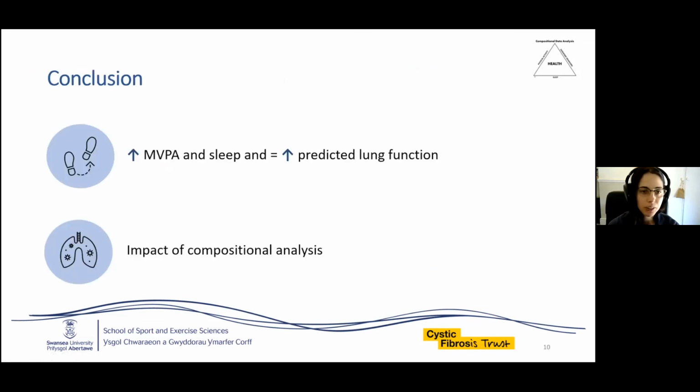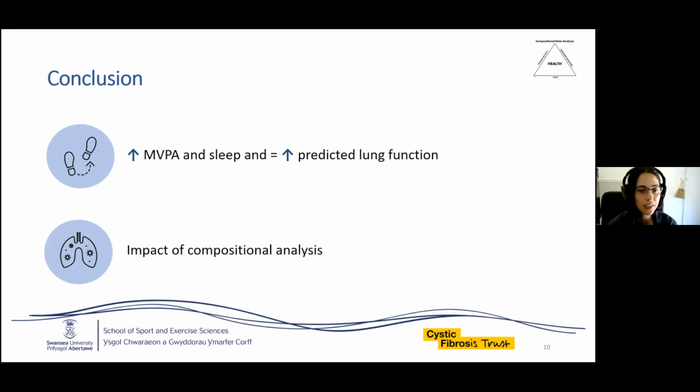Then to conclude, I think our most important message from this paper is how important it is to increase MVPA, but not only thinking about MVPA, also thinking about the relationship of this behavior with the other behaviors. Only time displaced from light and sedentary increased FEV1 with MVPA. So yes, let's increase MVPA, but let's also keep a good sleep pattern for our patients with CF. And this will allow a greater benefit in lung function.